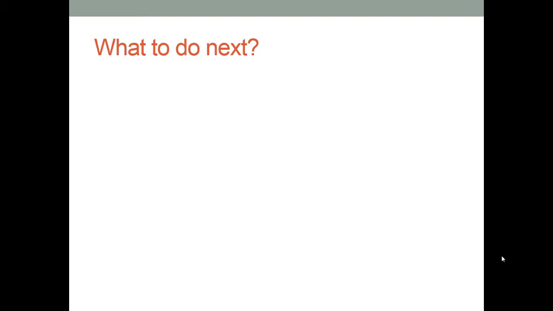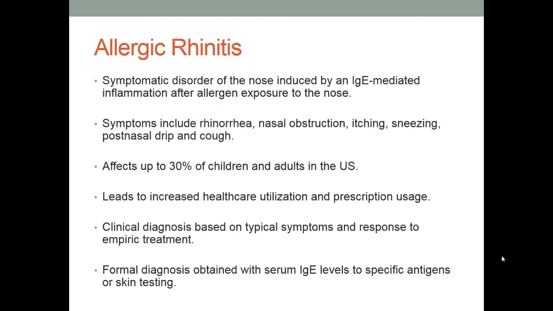You have a new patient that has been prescribed Advair, continues to have symptoms. Any ideas, thoughts? So let's talk about allergic rhinitis. So it's a disorder of the nose induced by an IgE-mediated inflammation after an allergen exposure. Symptoms include rhinorrhea, nasal obstruction, itchy eyes, itchy nose, sneezing, postnasal drip, and then cough.